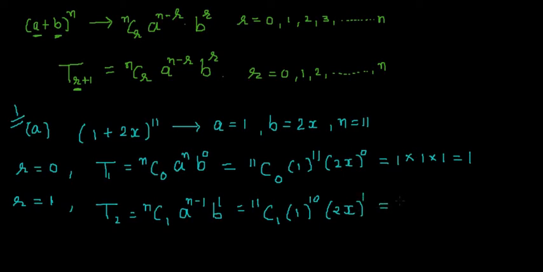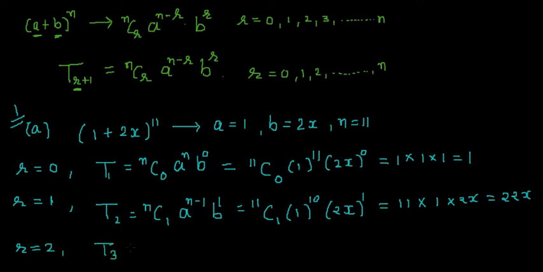Now if you simplify, 11c1 is 11, 1 raised to any power is 1, and 2x raised to power 1 is 2x. So if you multiply all the constants, you get 22, and x is in multiplication, so 22x. Similarly, if you keep r equal to 2, you'll get the third term.